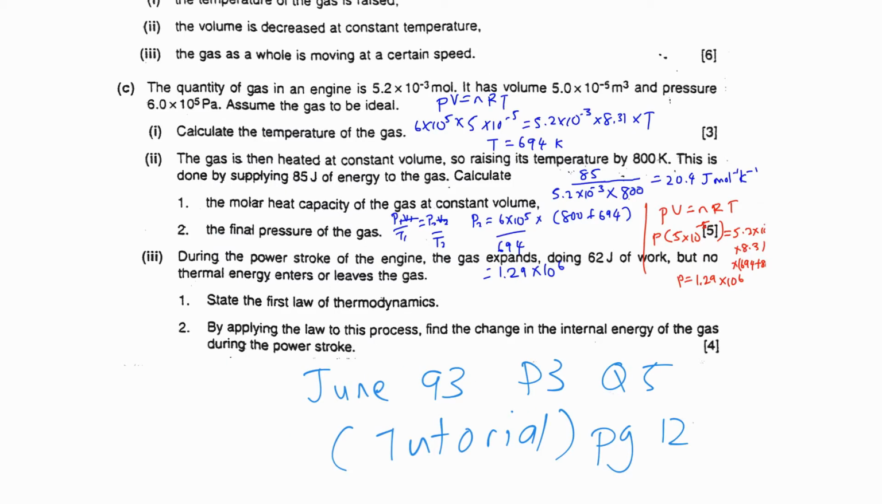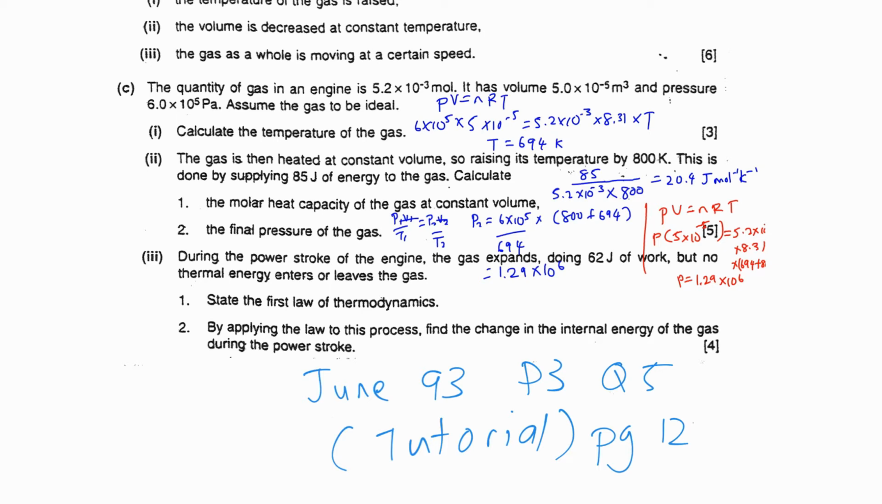Now if you see the first part, they said the number of moles is given, the volume is also given, the pressure is also given, so find the temperature. The easiest way is to use PV = nRT because the number of moles is given already, and you find the temperature. Can you quickly do that? PV = nRT.